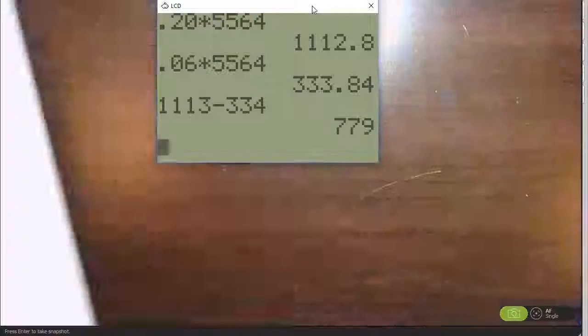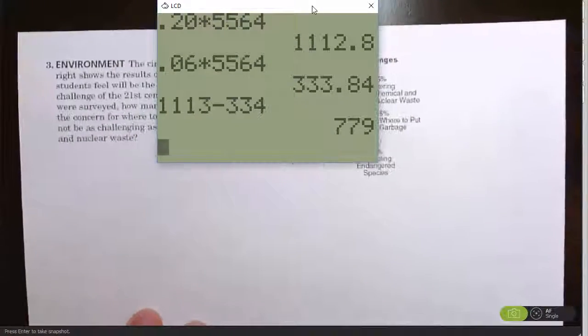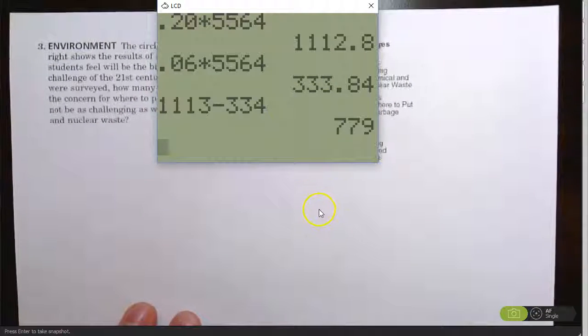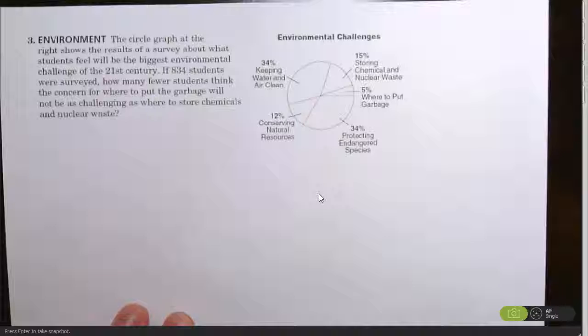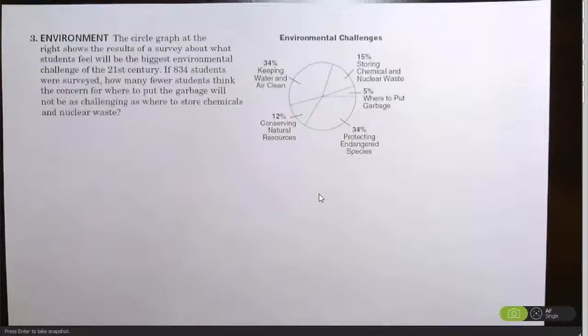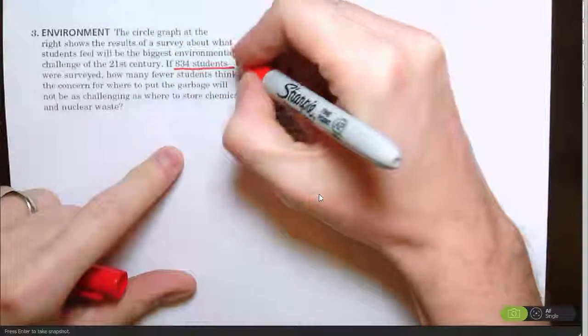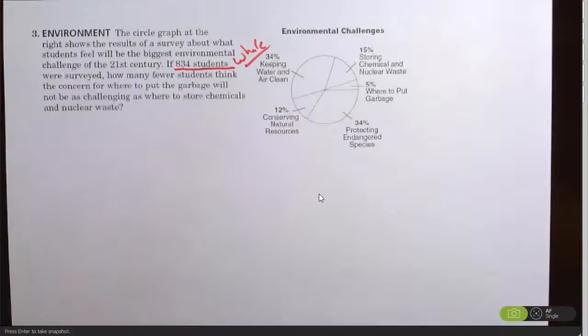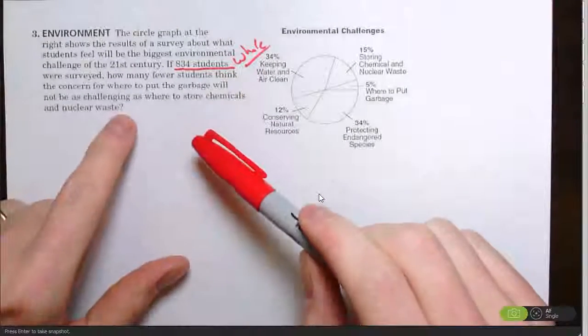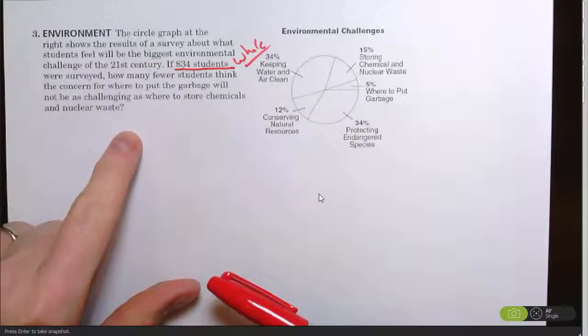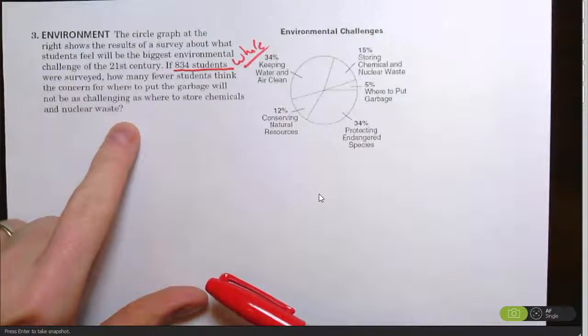If you haven't caught up again, you can always pause it. Now, number 3, last one. Entertainment. The circle graph at the right shows the results of a survey about what students feel will be the biggest environmental challenge of the 21st century. Wow, they're big on environment in these problems. If 834 students were surveyed, again, before I do anything, that's the whole. How many fewer students think the concern for where to put the garbage will be not as challenging as where to store the nuclear waste?